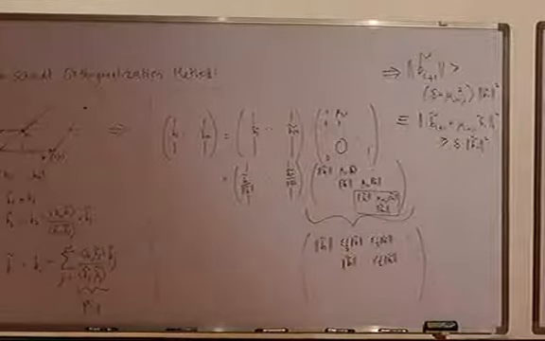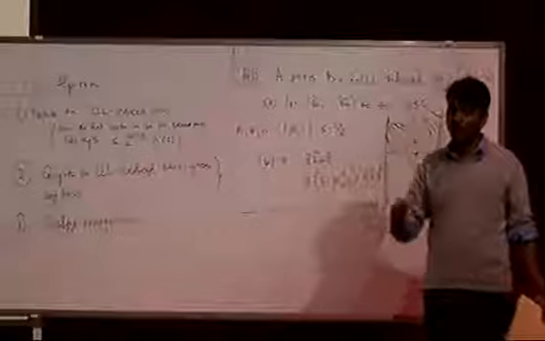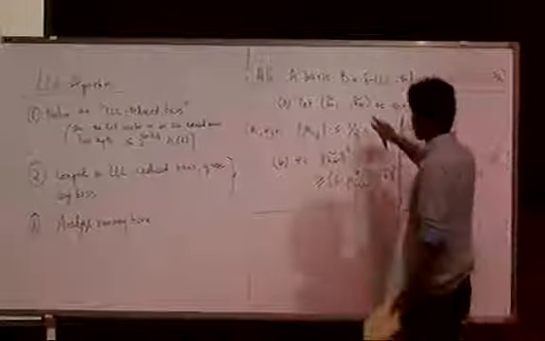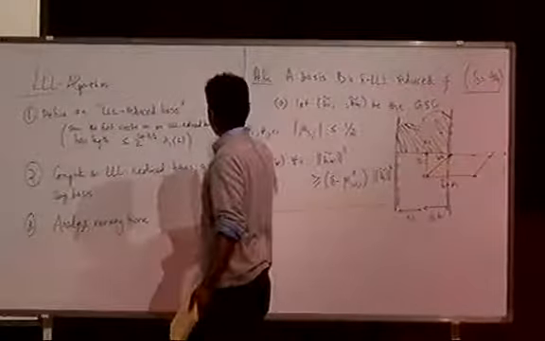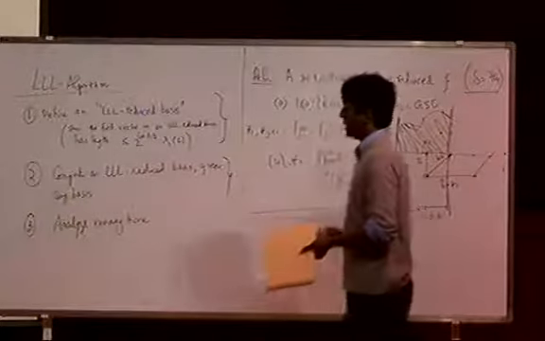First let's prove that if a basis is LLL reduced, then the first vector in the basis is relatively short. That is step one of this process.